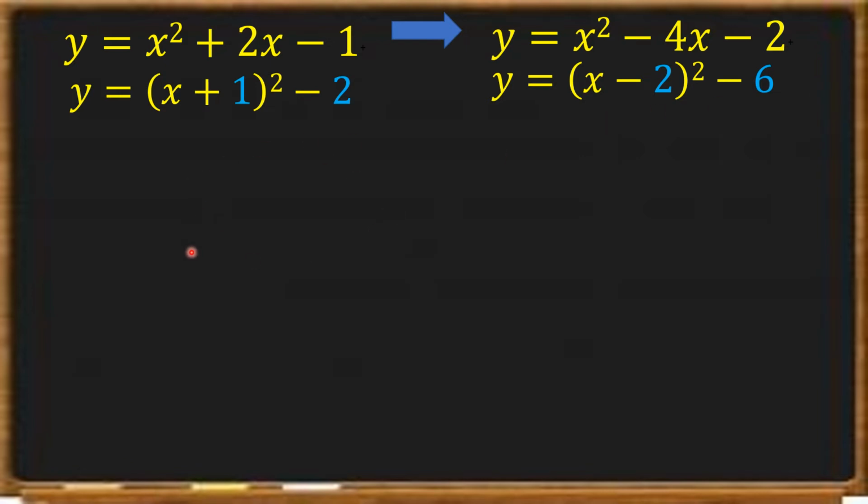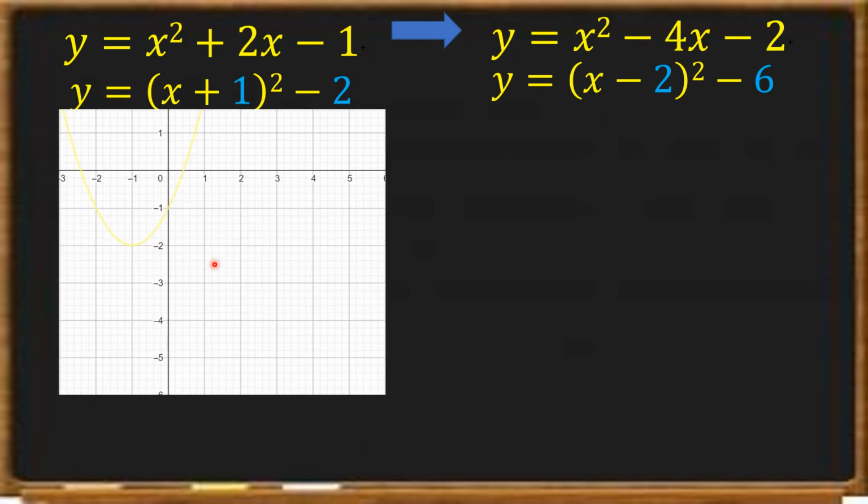So if you're going to graph this, this is the graph of the first one. So this is your vertex. It's negative 1, comma, negative 2. The opposite of this, positive 1, negative 1, then copy negative 2. So this is your vertex. In the graph, it's here. So it's negative 1, comma, negative 2.